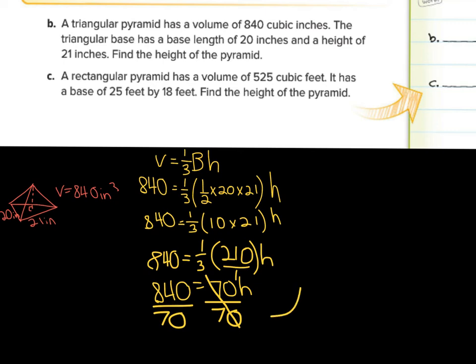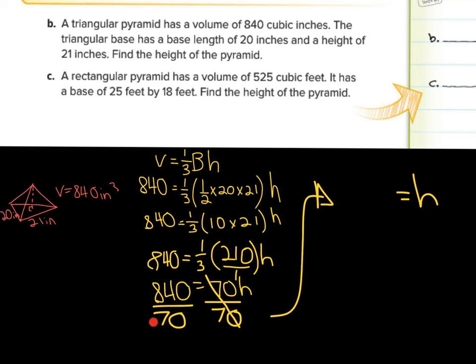I'm going to go ahead and write my answer up here. Where I have just h equals, right? 840 divided by 70. Is that the same as 84 divided by 7? Well, 7 times a number is 84. 84 divided by 7 is 12.